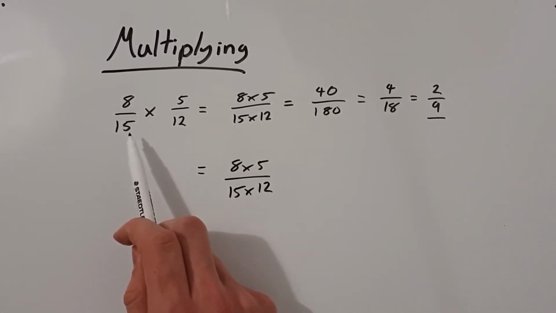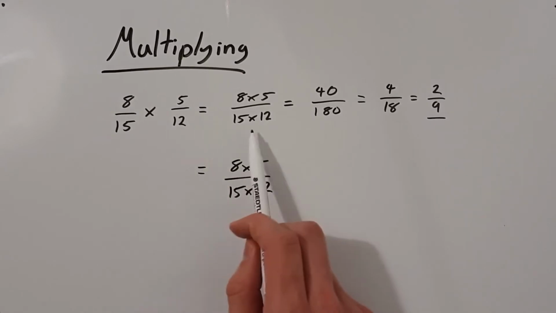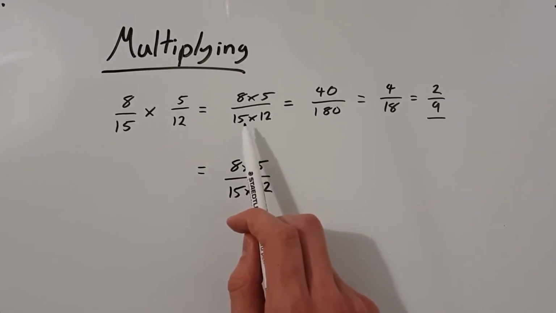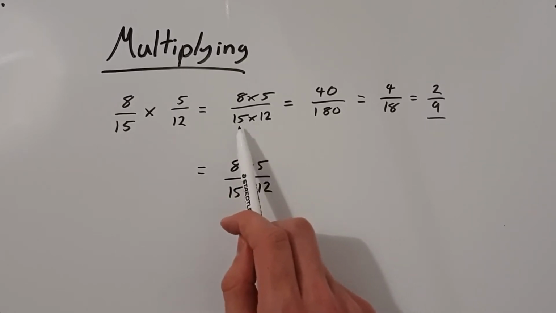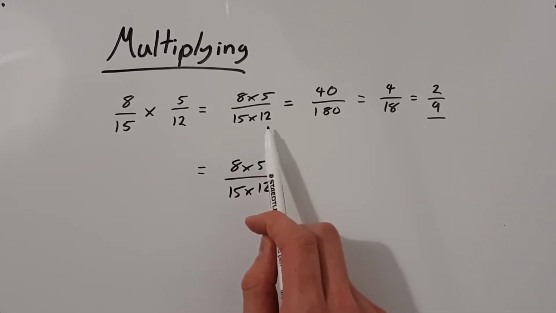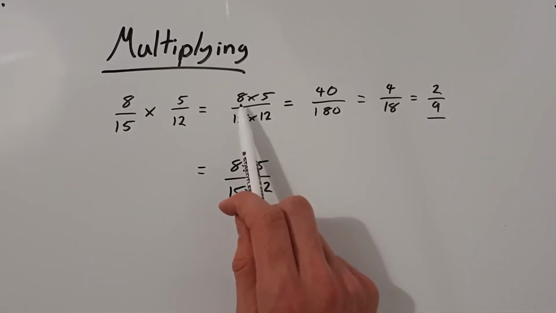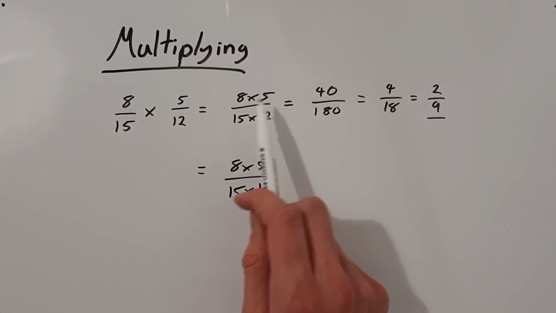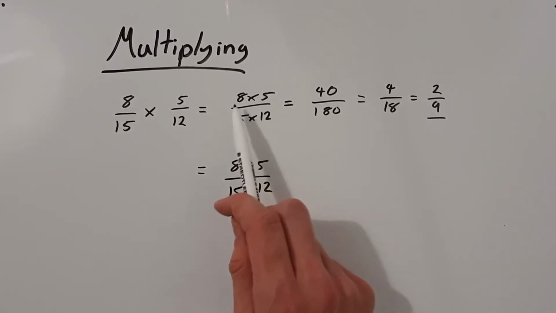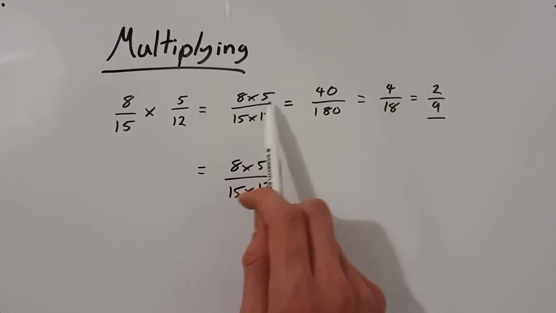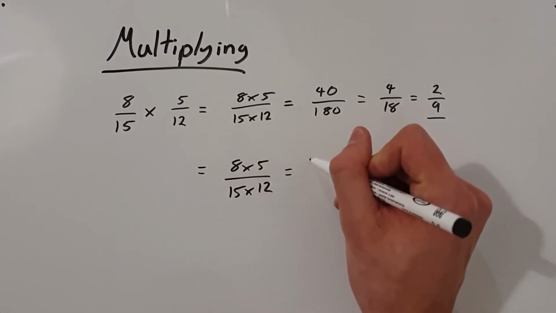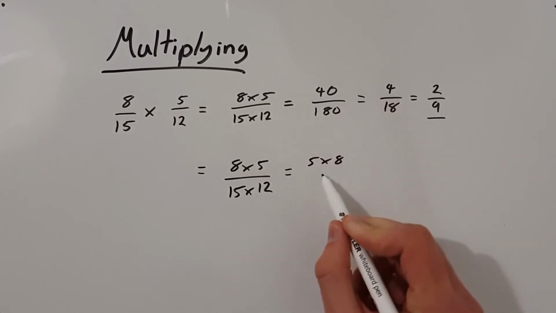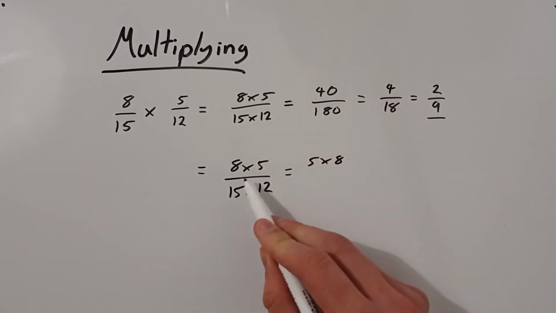But all is not lost, because if you move on to the next stage, what you see we've done here is we've grouped them together into one fraction, 8 times 5 over 15 times 12. So if you think about it, when you're multiplying numbers like this, having 8 times 5 would be the exact same as having 5 times 8. So in reality, you can swap the order of these numbers. So if you did that with this, you could have 5 times 8. 5 times 8 is 40. 8 times 5 is 40, exactly the same.